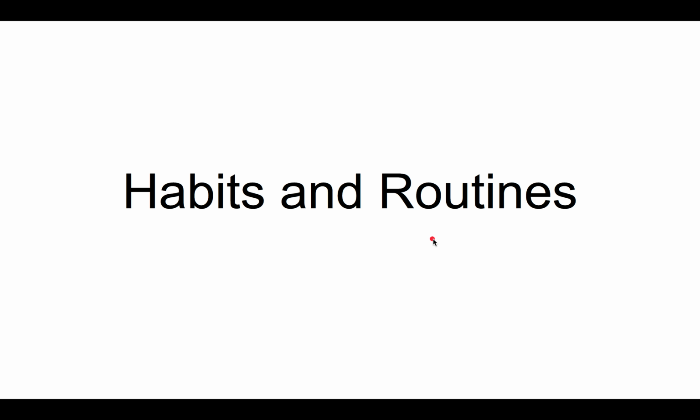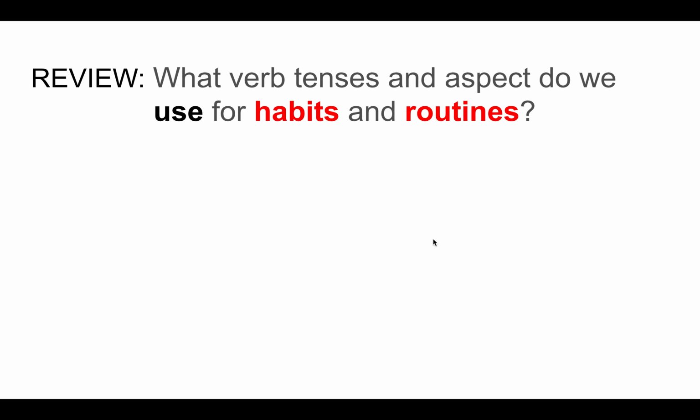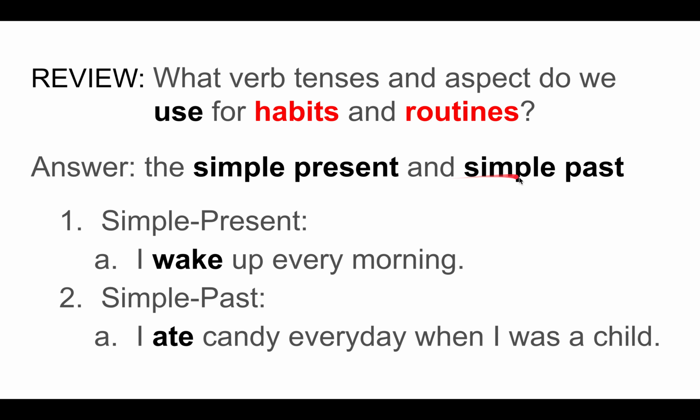Moving on now to habits and routines. Before I start, let me ask you a quick review question. What verb tenses and aspect do we use for habits and routines? Okay. The answer is the simple present and simple past. To give you an example of a simple present verb that we use for habits and routines, here it is. I wake up every morning. It's in the simple present, wake up, and it doesn't happen only once, but every morning. It's a habit, it's a routine.